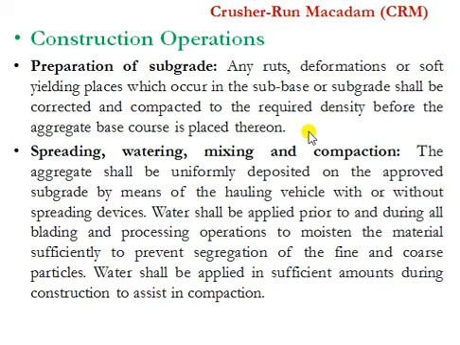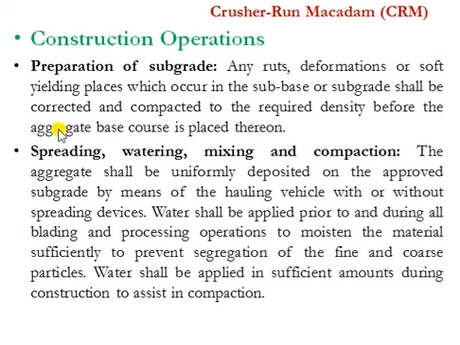So here also it is same. Before laying crusher run macadam, the subbase or subgrade has to be prepared. If there are any ruts or any deformation in the subgrade, it has to be rectified and repaired. Suppose some points are soft and yielding, then such places have to be identified and corrected by using some coarse aggregate and compacting it before laying of this crusher run macadam. And the second stage of construction is spreading, watering, mixing and compaction.